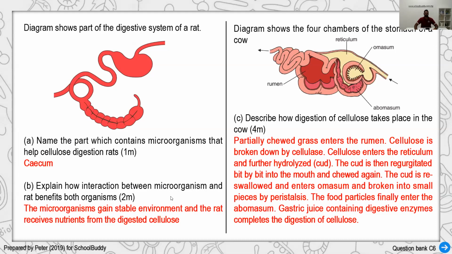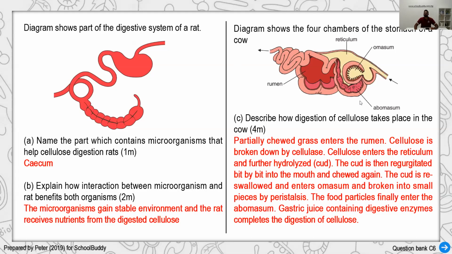So how do the microorganisms present in this caecum benefit the rat? Basically, microorganisms that live in the digestive tract of the rat will act on the cellulose and give more suitable conditions. So when the rat eats the grass, it can break down the cellulose and take the nutrients for the rat to ingest and absorb. I think we saw this previously.